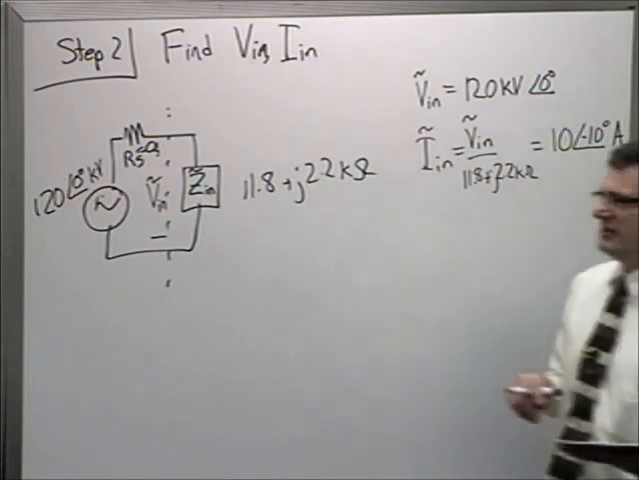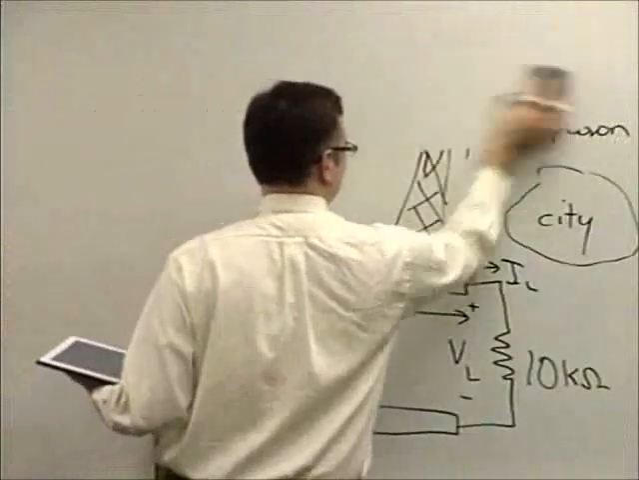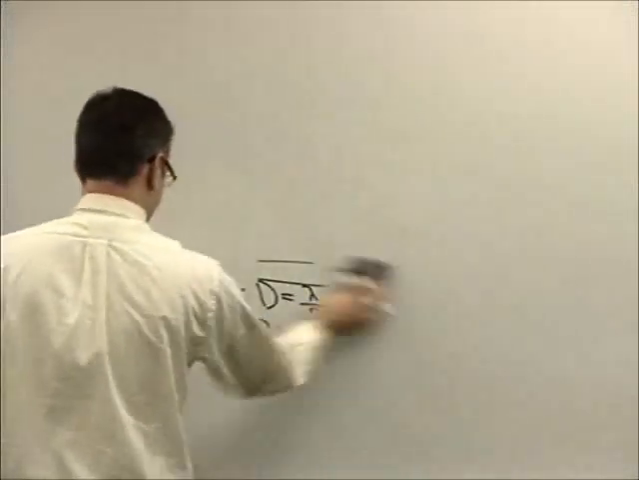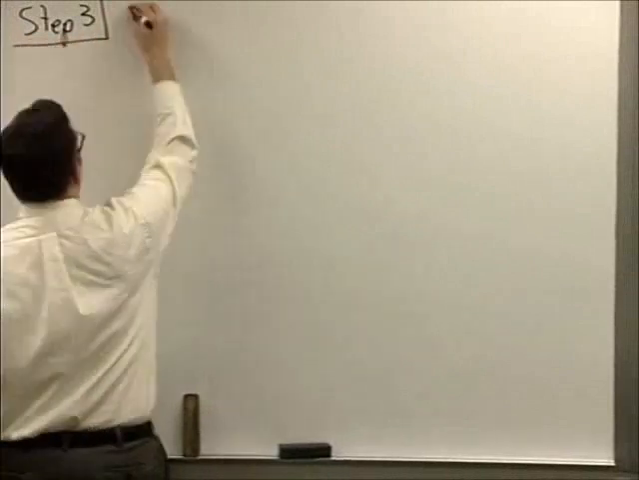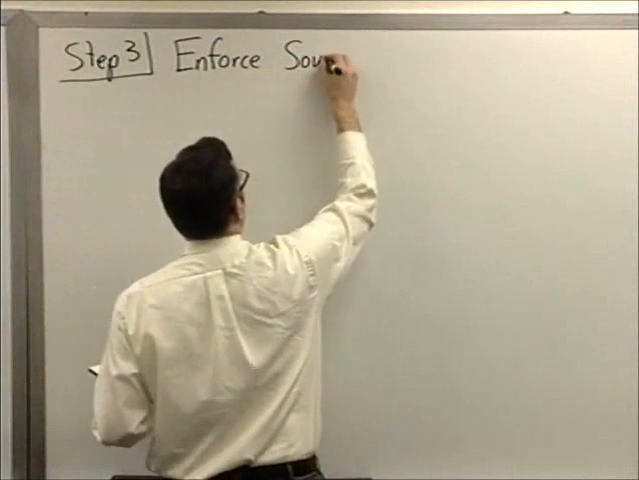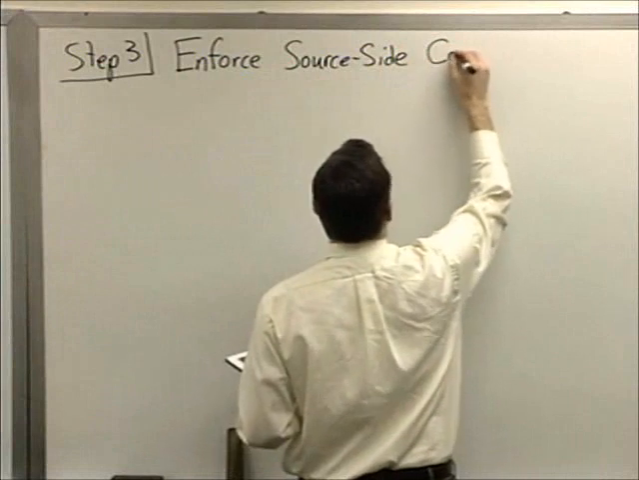Okay. Now, let's go to step 3. Step 3 is kind of the hard part. Step 3 and 4, it's where the rubber meets the road. Step 3 is enforce the source side continuity.